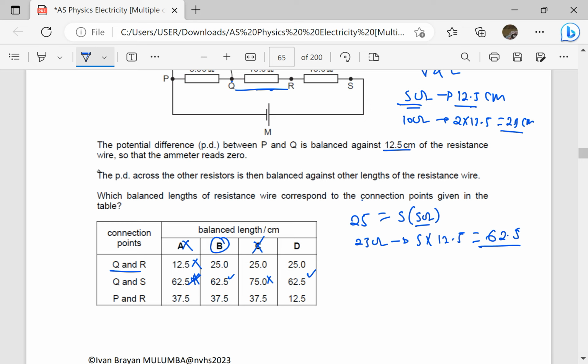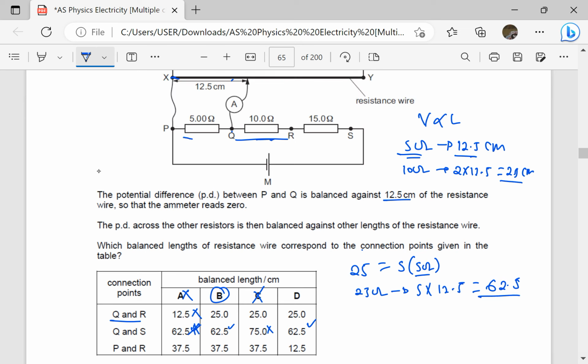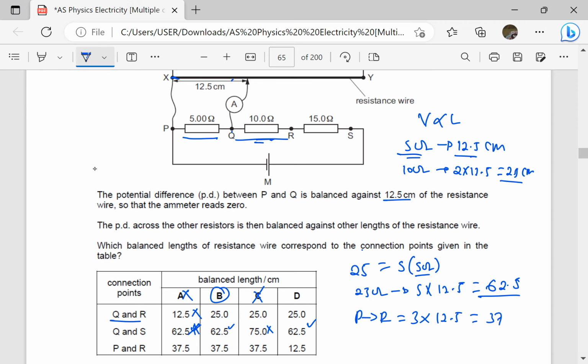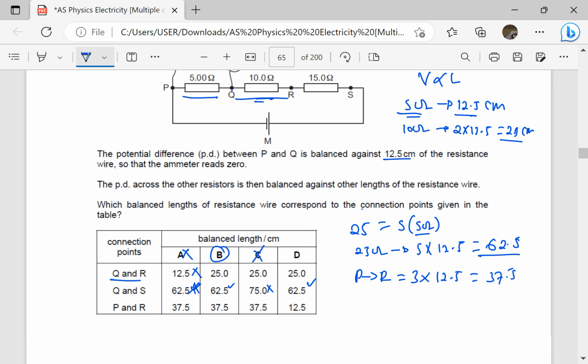We can check P and R. P and R we have 5 plus 10, which is 15. 15 is 3 times 5 ohms. So P and R would be 3 times 12.5, which I think is 37.5. 12.5 times 3, that is 37.5. So our answer is going to be B, because although these are correct, this one is not correct.